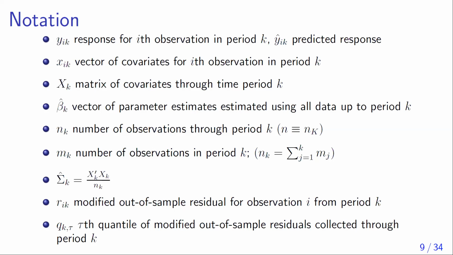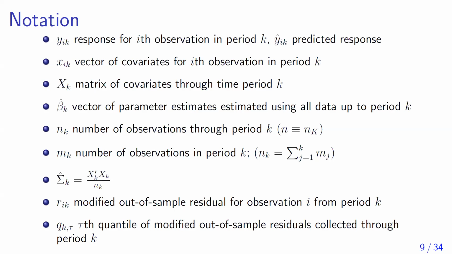N_k is the number of observations through period k, and then we define N as just N_K, which is the number of observations in our total number of periods, where our total number of periods is capital K. M_k is the number of observations in period k, so we can classify N_k in terms of the sum of all of these individual M_j values. We also have this sigma hat_k, which is an estimate of our expectation of the X transpose X matrix. This is a matrix estimate that we have to make assumptions about in order to show that these prediction intervals are valid.